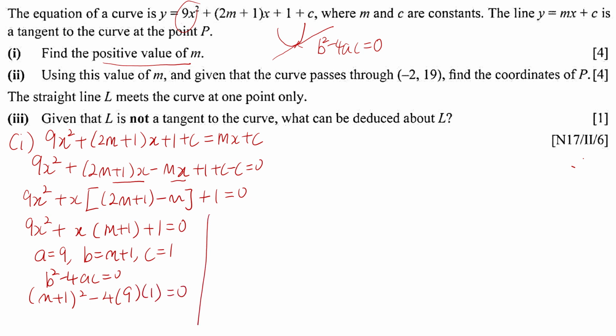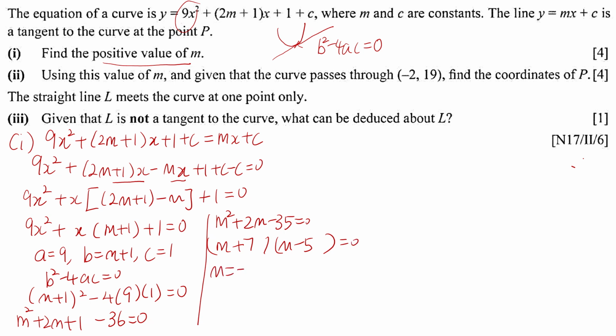you would expand it and get m squared plus 2m plus 1 minus 36 equals to 0. You will get m squared plus 2m minus 35 equals to 0. Can factorize it. You will have m plus 7, m minus 5. All right, if you go back to the question, you asked to find the positive value of m, so we need to reject this value since m has to be positive. So therefore, m is equal to 5. So this is first part A of the questions.